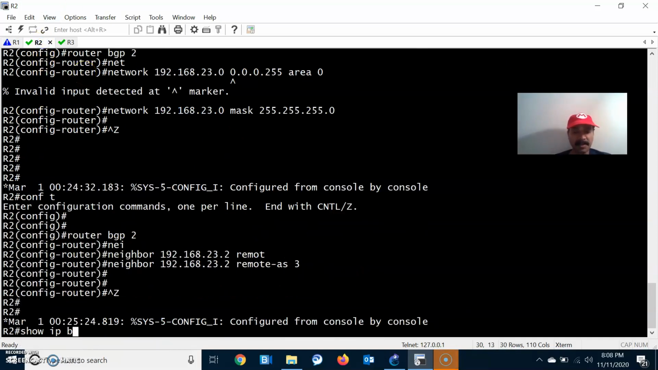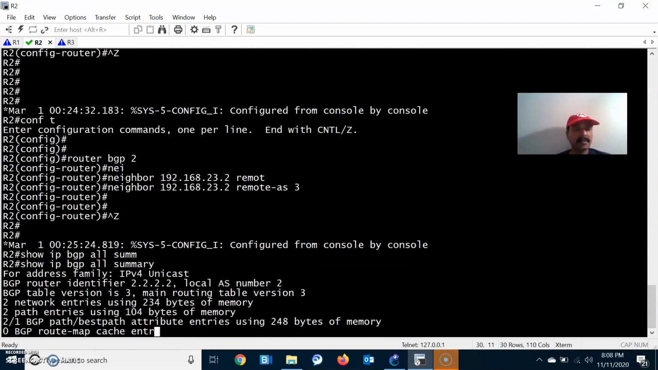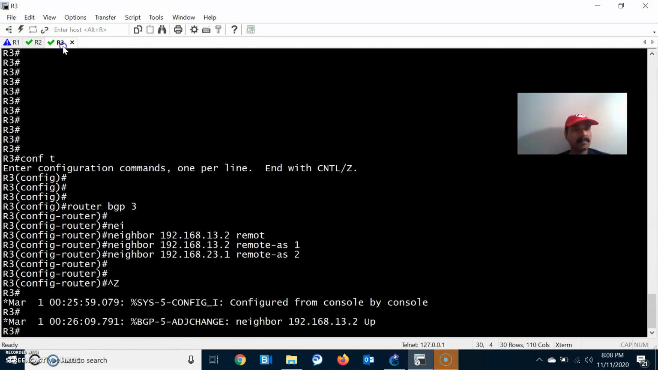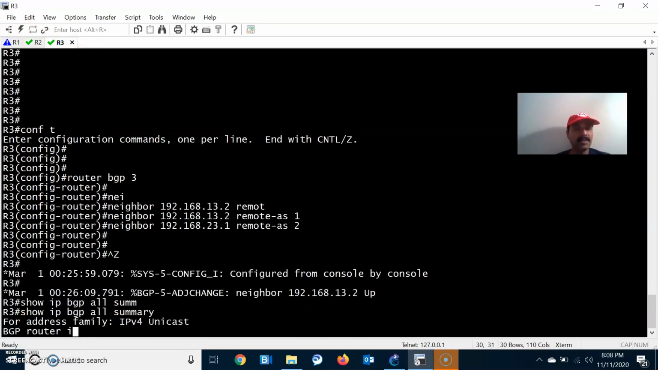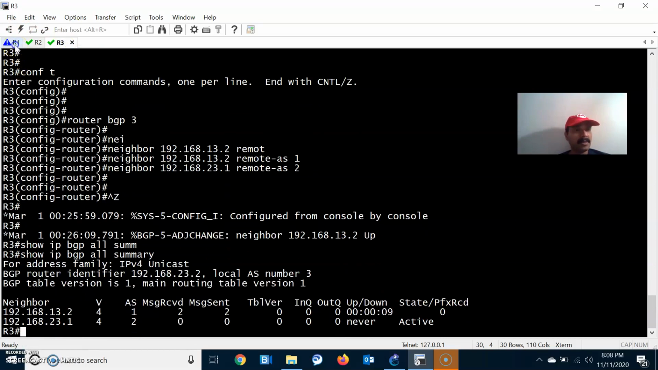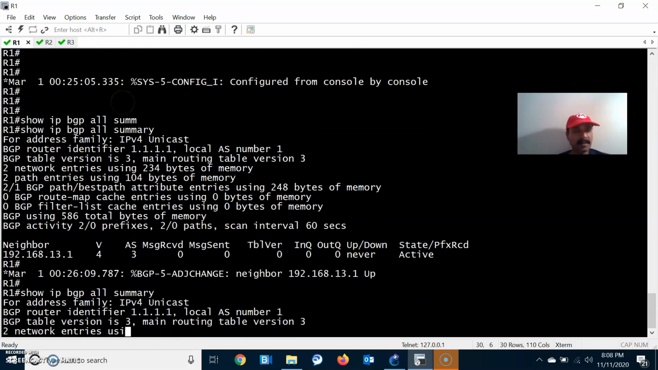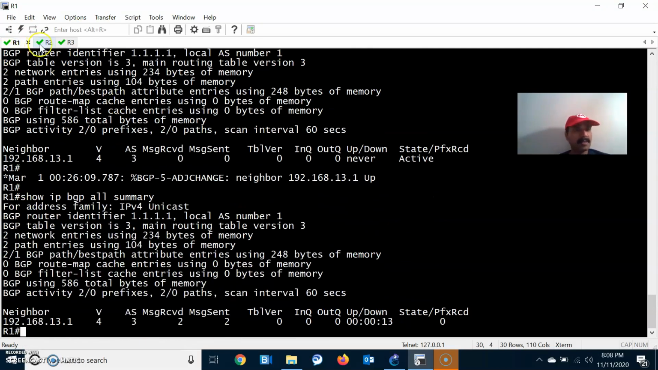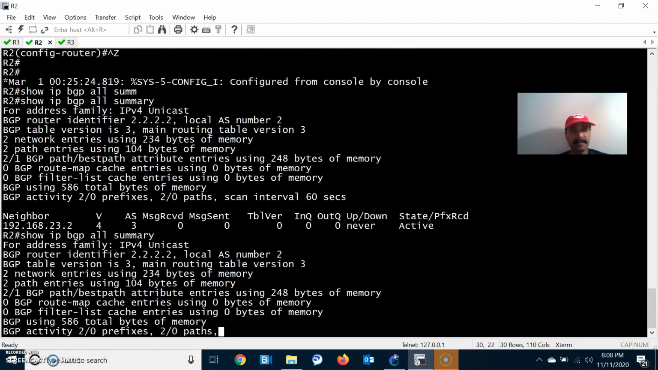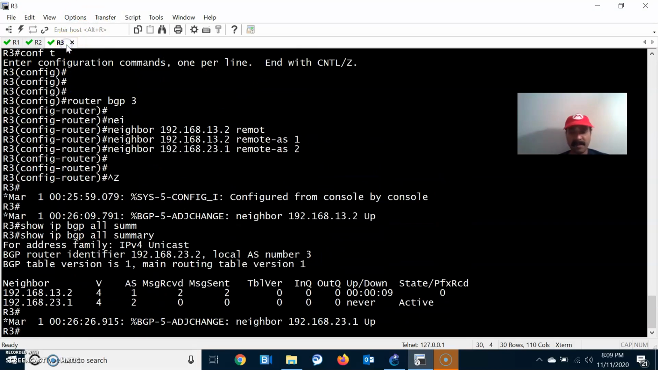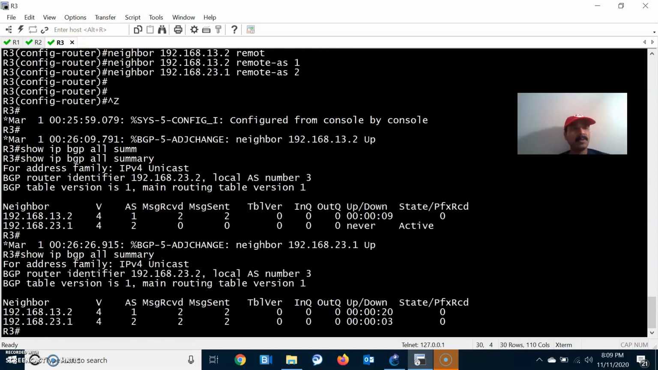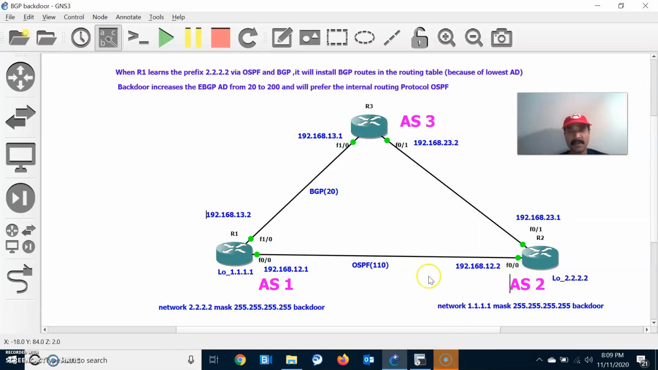Similarly, show IP BGP all summary. So the neighbor is coming up, and I also configured the routes. We are able to see the neighbor, and I advertised this route via OSPF and this specific route via BGP. Similar things I have done here also.